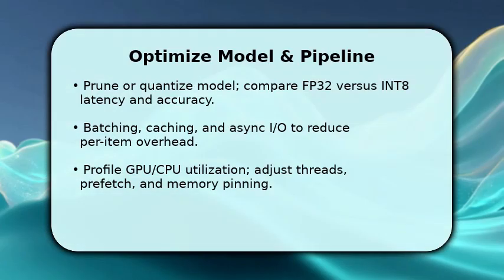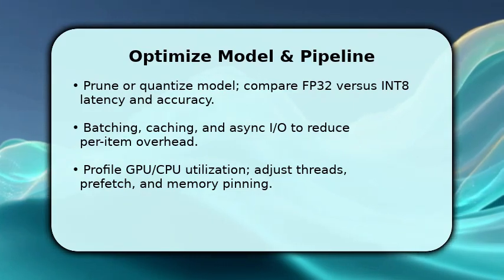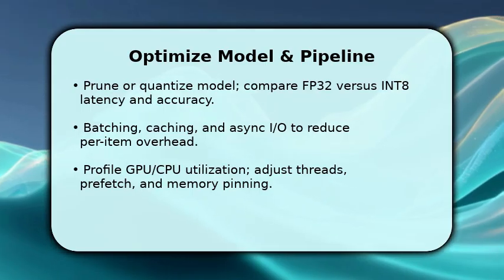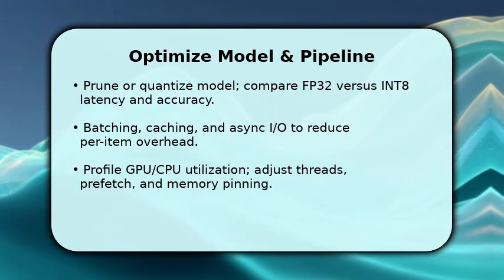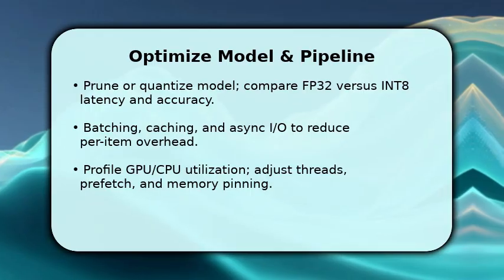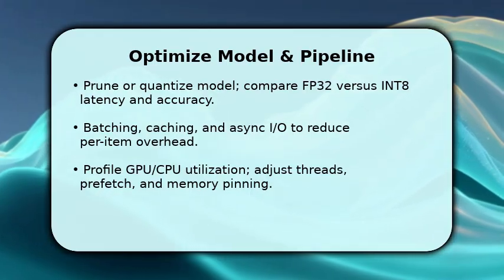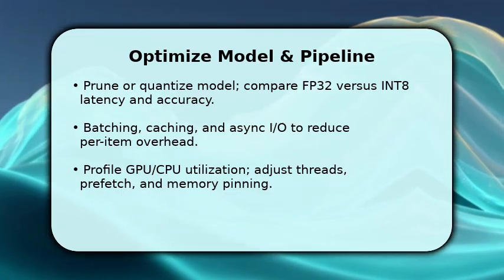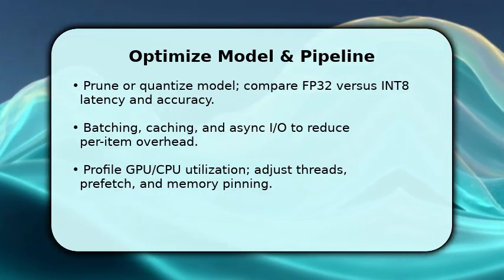precisely. You now address the complex middle steps. Reduce model compute via pruning or quantization, testing FP32 versus INT8 to balance accuracy and delay. Then rework the pipeline. Introduce batching, caching, and asynchronous I/O to cut per item overhead. Ensure batch sizes match latency targets.